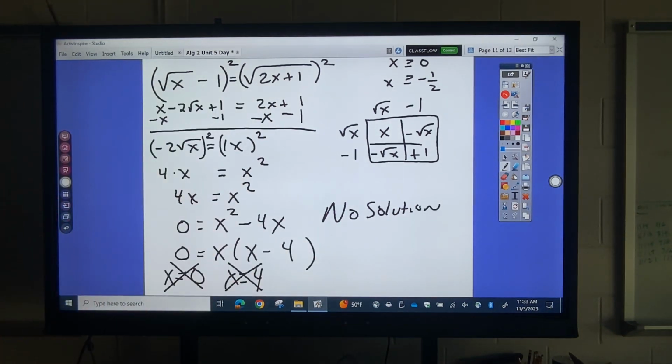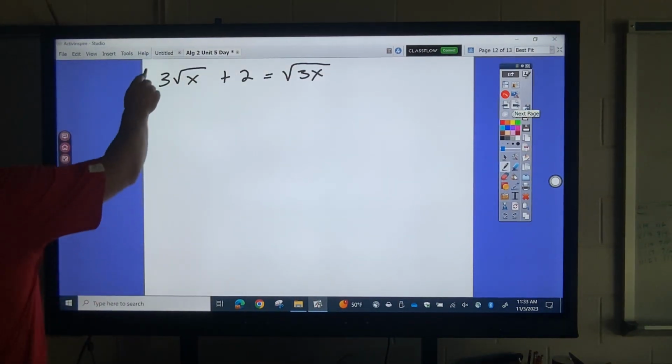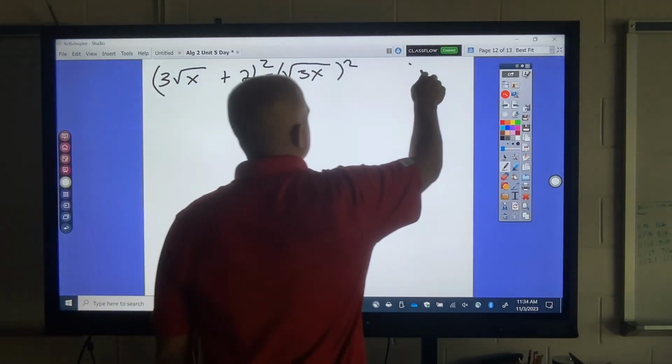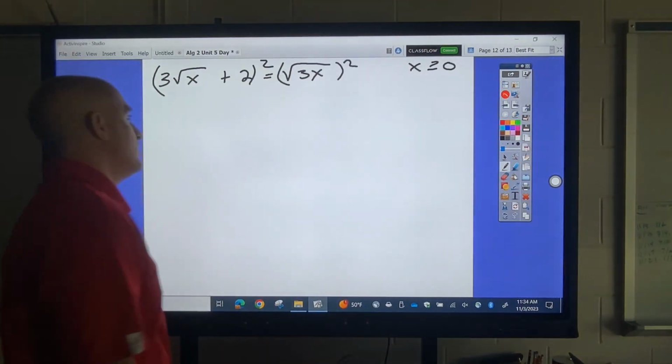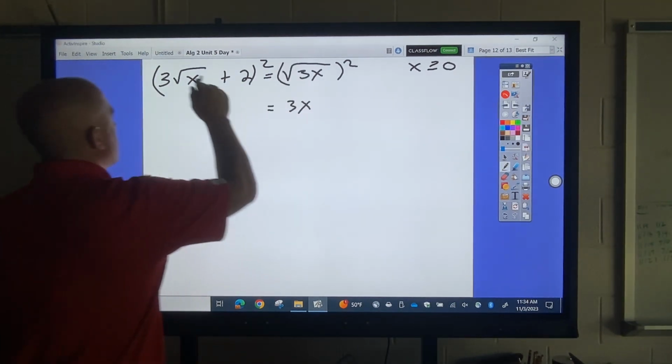Okay? All right? Let's go on to the next one. All right, so I got this. I'm going to square both sides, okay? First of all, I gotta have things greater than or equal to 0, and I also have to check my answer. All right, this squared would be 3x, no problem there.